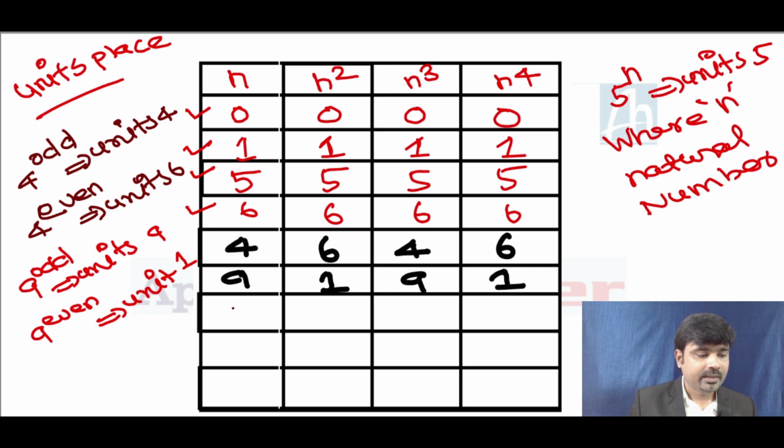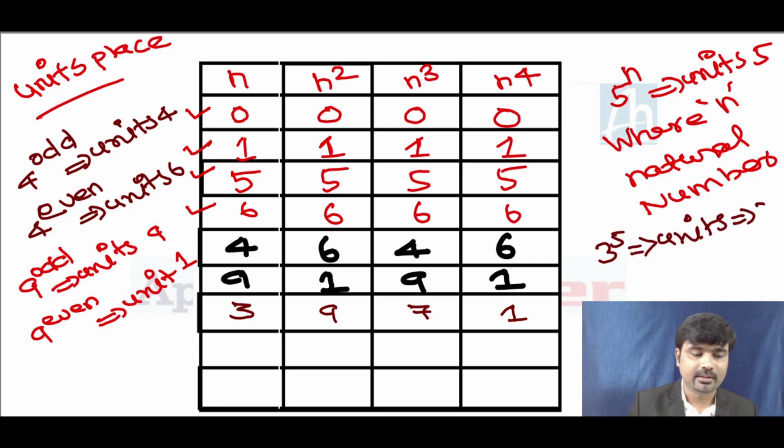Next number 3. If I choose 3, 3 square has units place 9, 3 power 3 has units place 7, 3 power 4 has units place 1. So here we have 3, 9, 7, 1, different unit places. 3 power 5 has units place 3, 3 power 6 unit place 9, 3 power 7 unit place 7, 3 power 8 unit place 1: 3, 9, 7, 1. This cycle is going to repeat after the power of 4.